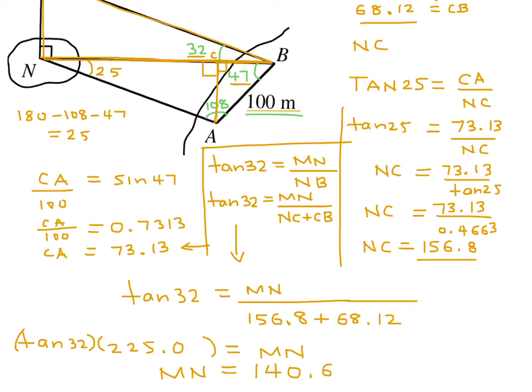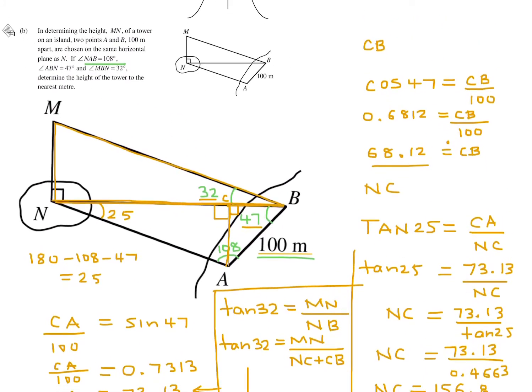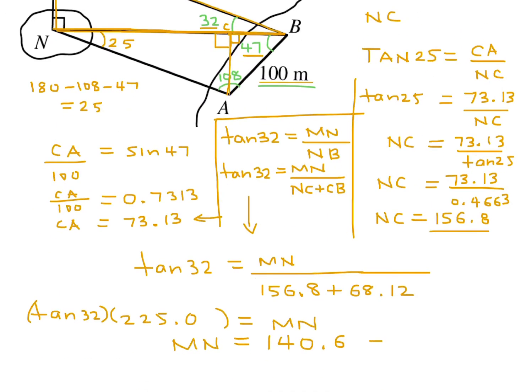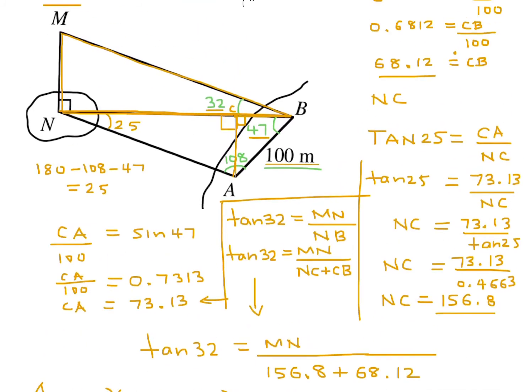140.59, so 140.6. And they wanted the height of the tower to the nearest meter. So if we round up, we'll get 141 meters. So that's the height of MN, which represents this tower right here.